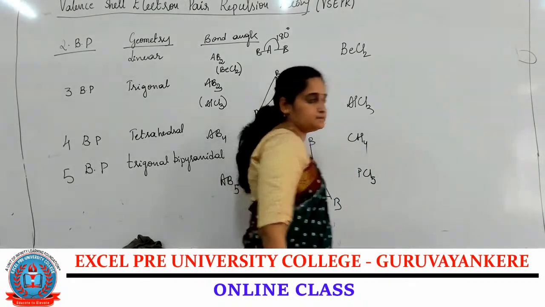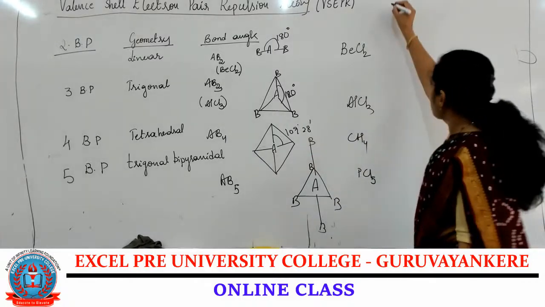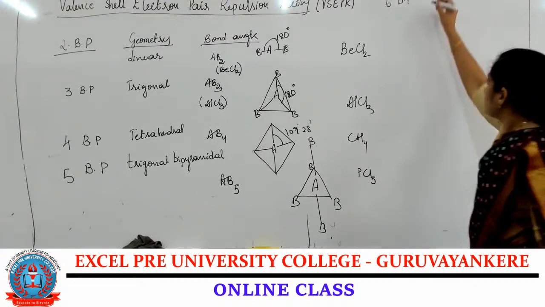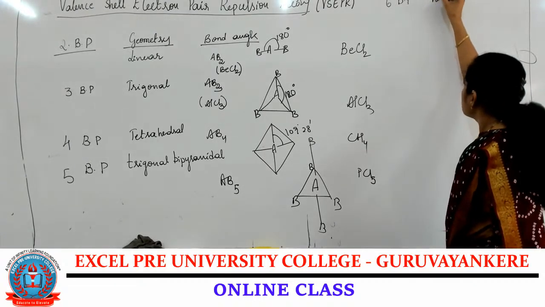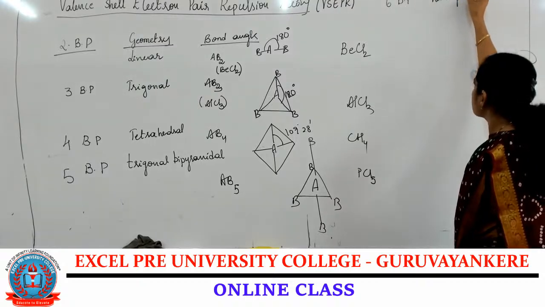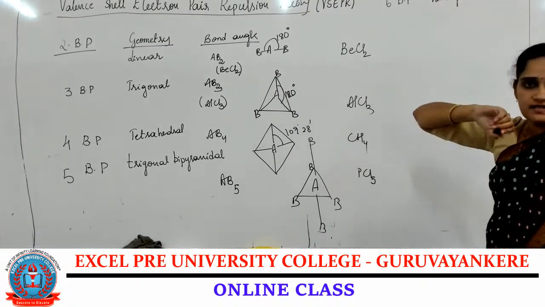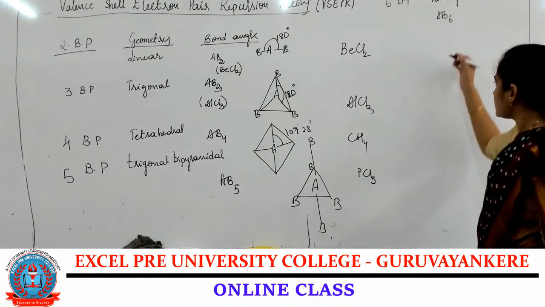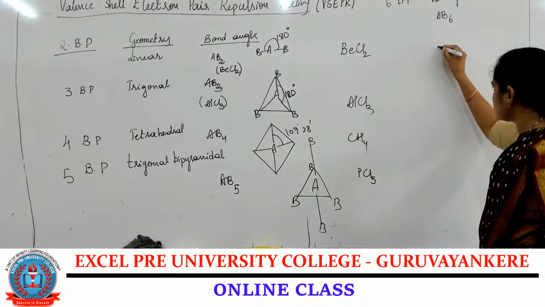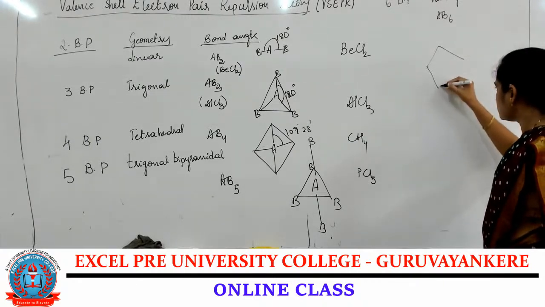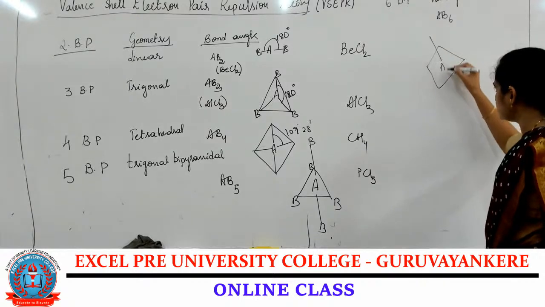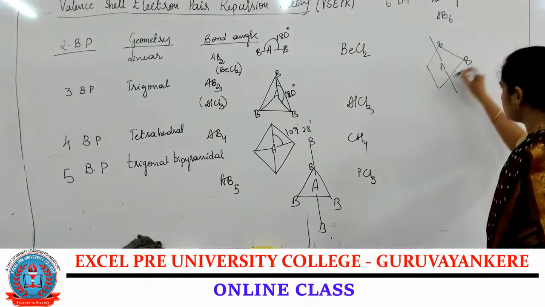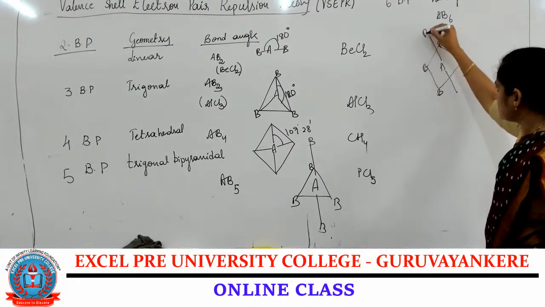PCl5 formation. If 6 bond pairs are present, hexagonal structure, hexagonal geometry, and it is of AB6 kind. Hexagonal geometry is like, one above the plane, one below the plane, almost slanted positions. It will be like this.